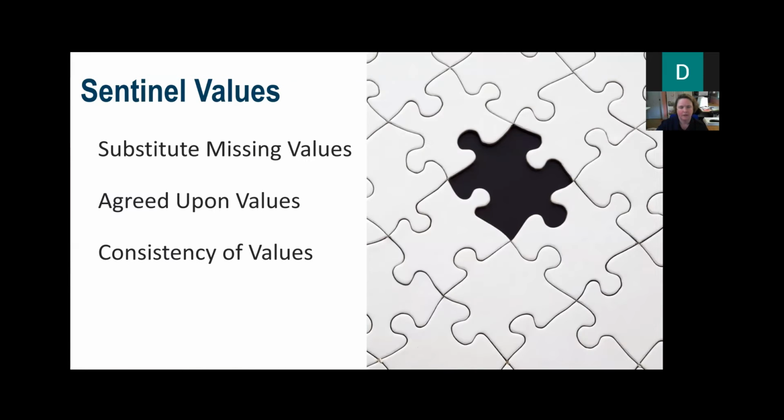And then the last vocabulary word for today is Sentinel Values. Basically, we're going to be talking about substituting when we are missing values. They need to be agreed upon ahead of time with your business people. And what this really does is it allows you to have consistency of values across your model.